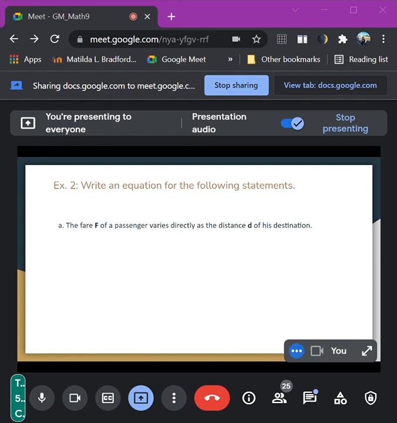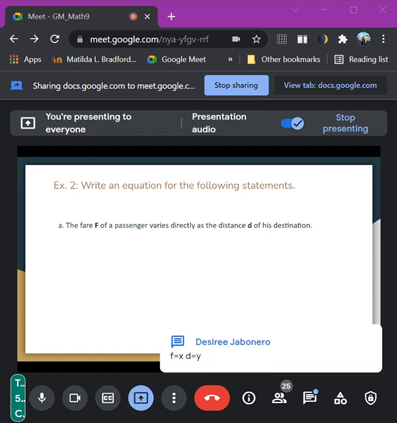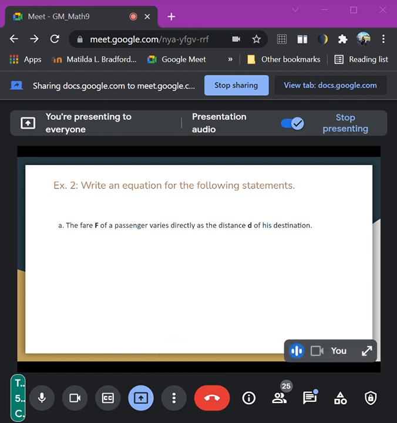How are we going to write this one? We have F is equals to X, D is equals to Y. Okay. Or maybe, class, instead of X or Y, you can just simply use what is bold here. It's okay that we do not use X or Y if the given already has letters. What you need to do is just substitute. So where will you substitute your F, or where will you substitute your Y?